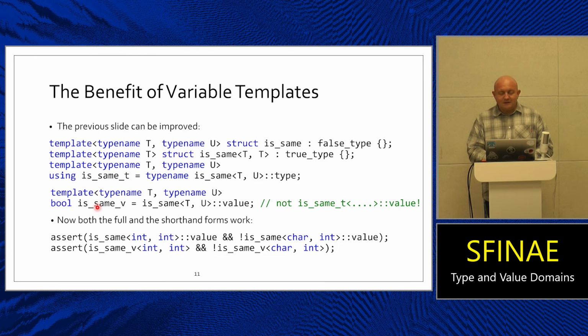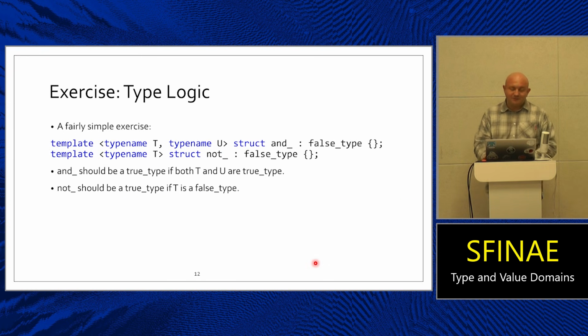Here, is_same_v is simply a shorthand for is_same<T, U>::value. We instantiate it the same way we instantiate any other template. And now we can write assert is_same_v of int, int and not is_same_v of char, int, and this works. Much cleaner and much closer to how the standard library does it.